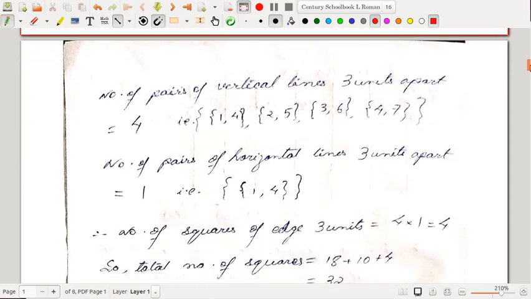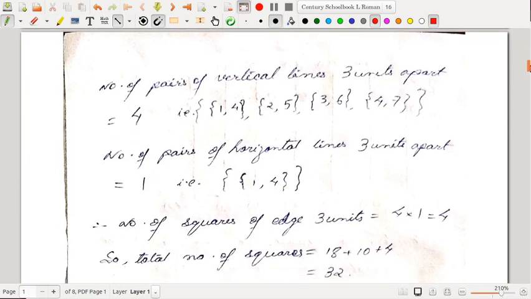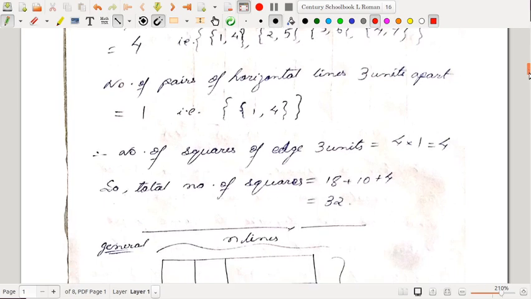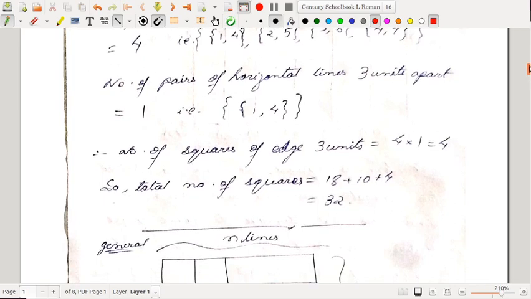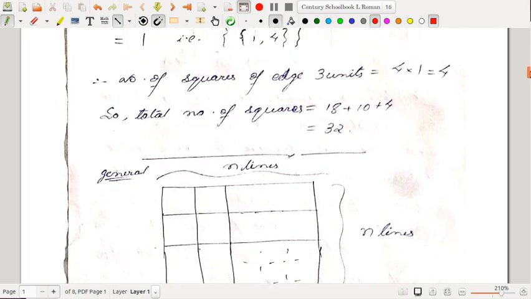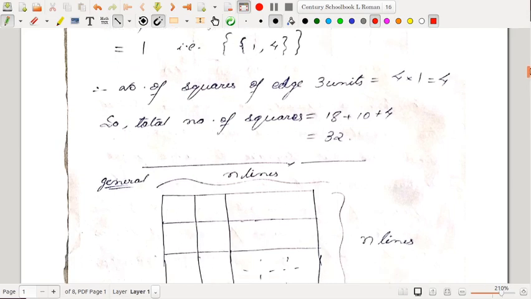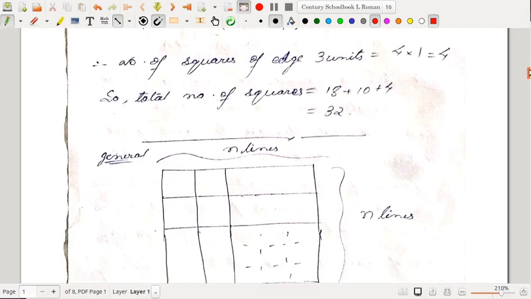And the number of pairs of vertical lines that are 3 units apart is 4: 1, 4; 2, 5; 3, 6; 4, 7. You can just make it out, no problem. The number of pairs of horizontal lines which are 3 units apart is 1 only, that is 1 and 4. So the number of squares of edge 3 units is 4 into 1. So the total number of squares will be 18 plus 10 plus 4, which is 32.